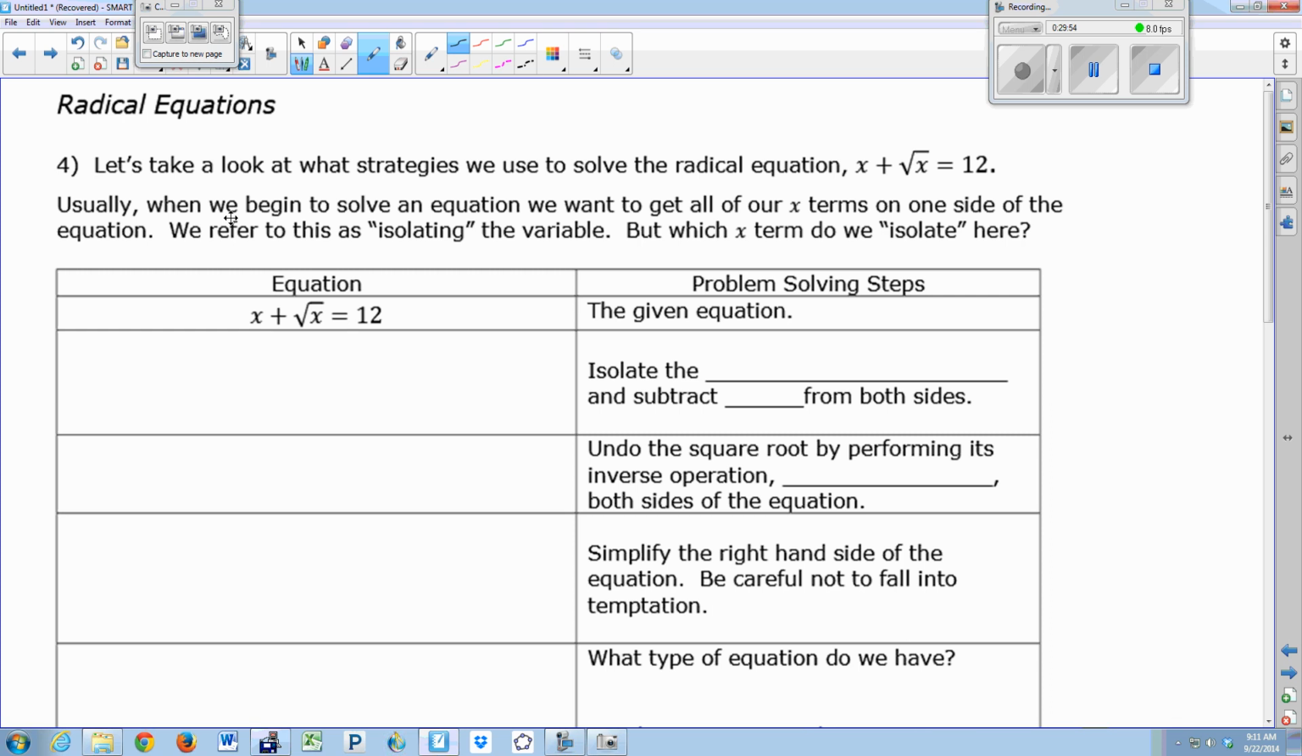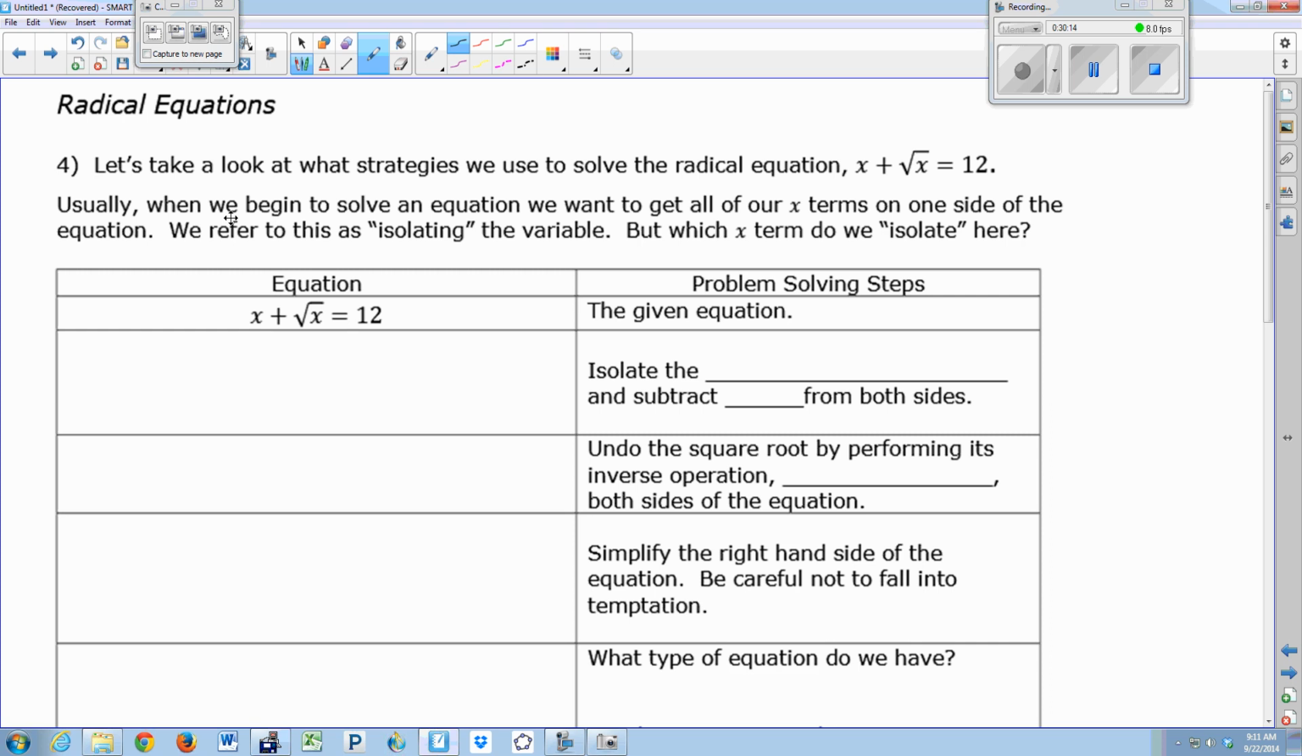Radical equations. Radicals. Okay. I think radical equations sort of stick right out at you because you'll see a radical. It could be a square root, a cube root, a fourth root, whatever.